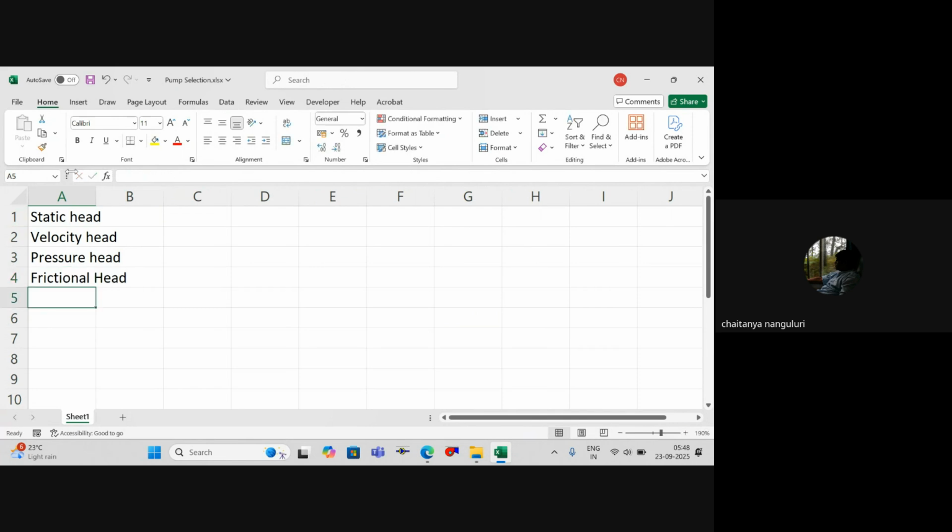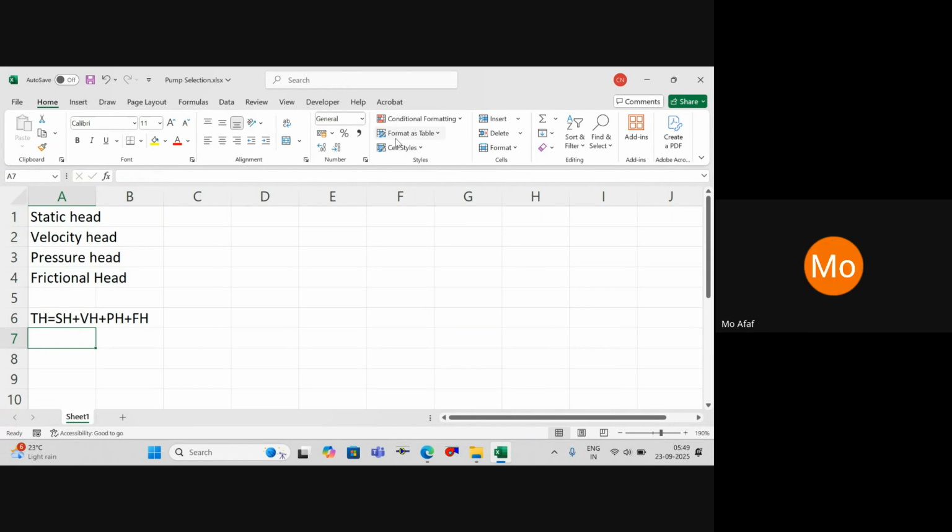For any circuit, if you calculate all these things, you'll get something called total head. So total head is equal to the summation of static head plus velocity head plus pressure head plus friction head. Understood? For any circuit, all you have to calculate is static head, velocity head, pressure head, and friction head. So now let's understand what each of these is, and we'll work on a small problem so that we understand all these heads properly.